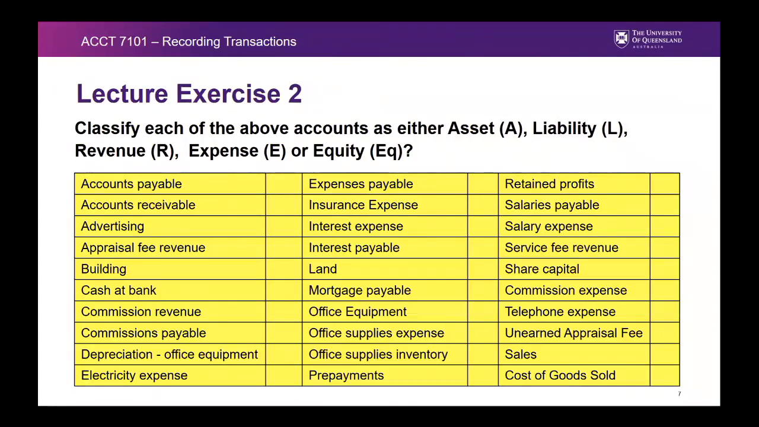Accounts payable, what do we think that is? It's a liability, an amount we owe. Accounts receivable, it's an asset, an amount of money that we're owed. Advertising, it's an expense. Appraisal fee revenue, yes, it's revenue. Building, yeah, building's an asset. Cash at bank is also an asset. Commission revenue, it's revenue. Commission payable, yes, it's a liability.